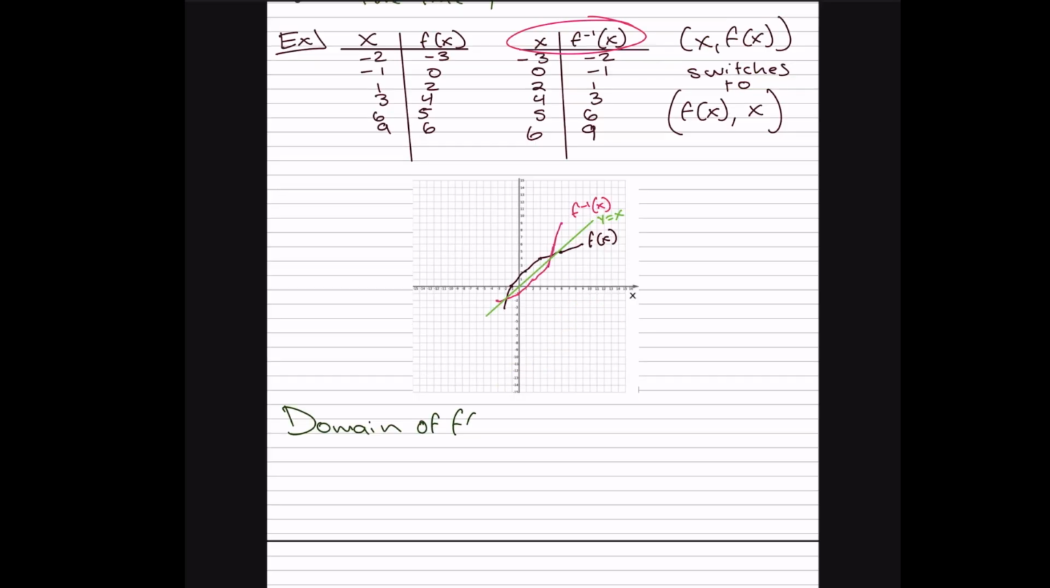So now let's take a look at the domains. So the domain of f of x has to do with the x values. The x values are from -2 to 9. And now let's look at the range of f of x. So the range of f of x, that pertains to the y values. So our y values there are from -3 to 6.